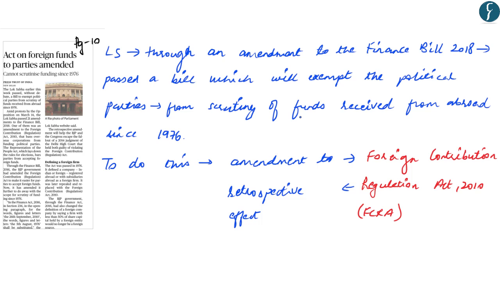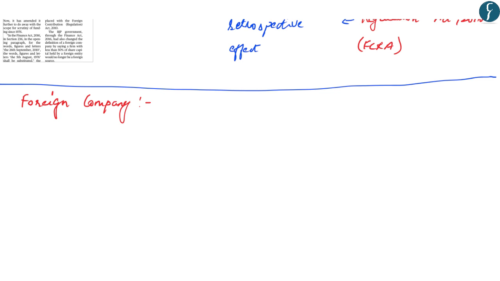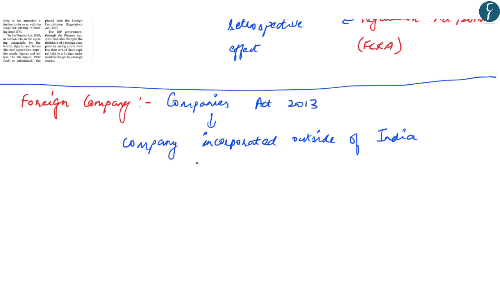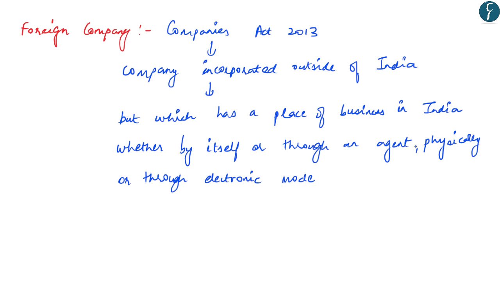In this respect, we should also understand the meaning of a foreign company. So the Companies Act 2013 defines a foreign company as a company or a corporate body which is incorporated outside of India but which has a place of business in India, whether by itself or through an agent, physically or through electronic mode. So any funds received from these companies to political parties with retrospective effect from 1976 will now be free from any kind of scrutiny.